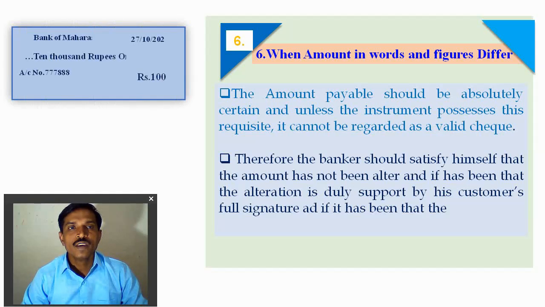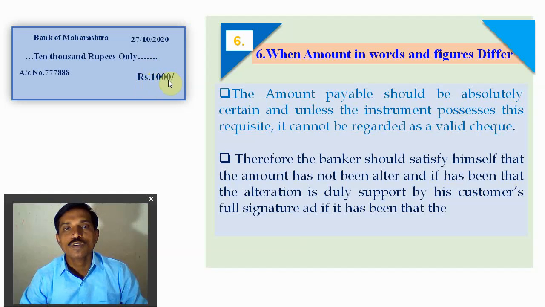Here we are looking at one format of a check, from the Bank of Maharashtra, dated 27th October 2020. Here the customer has mistakenly written 10,000 rupees only in words correctly, but in figures he has written only 1,000. So whenever any alteration is made by the drawer, the customer, at that time the bank takes the signature of the customer.